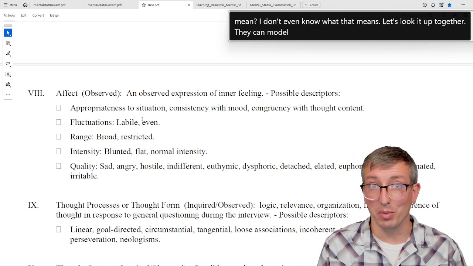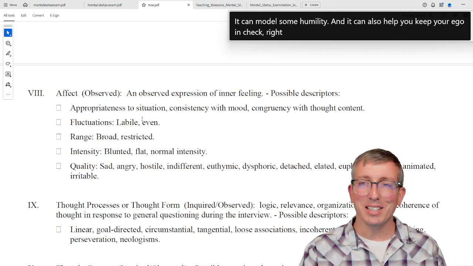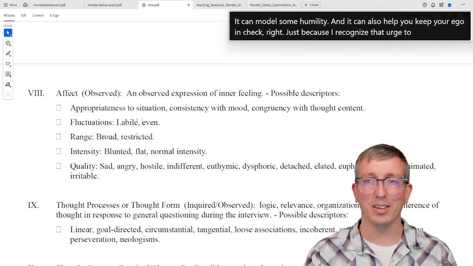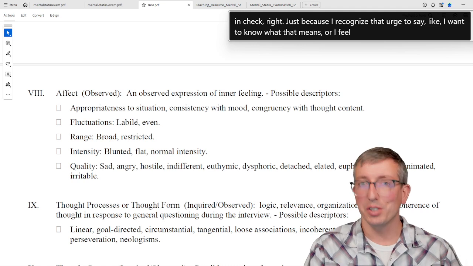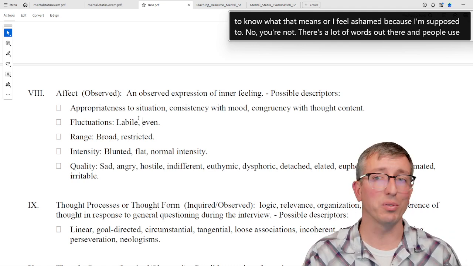It can model some humility, and it can also help you keep your ego in check, right? I recognize that urge to say, I want to know what that means, or I feel ashamed because I'm supposed to. No, you're not. There's a lot of words out there, and people use them for different reasons.